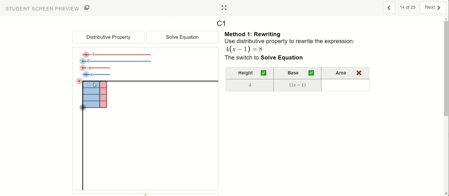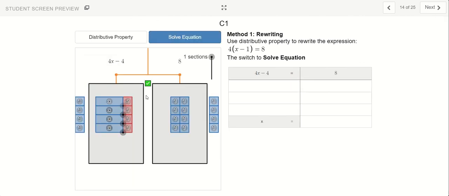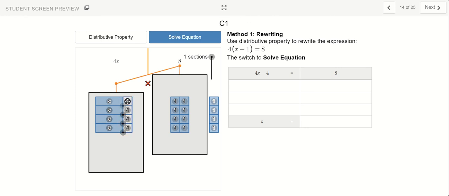So 4 times x, notice that I have 4 rectangles, I have 4 x's. Right, and then 4 times negative 1, I'm left with negative 4. So now that I have these tiles, let's use these tiles to solve the equation. You see I have 4x minus 4 here. So one way of getting rid of these negative ones is by adding in 4 positives. Notice how they're going to cancel these out.